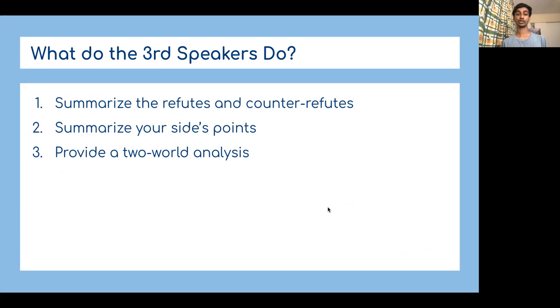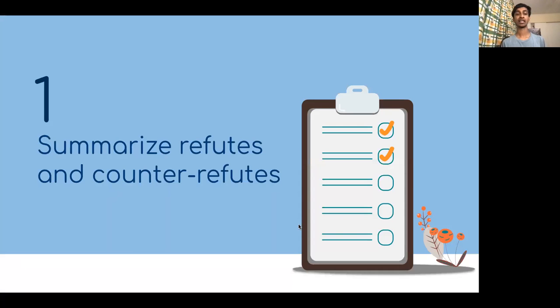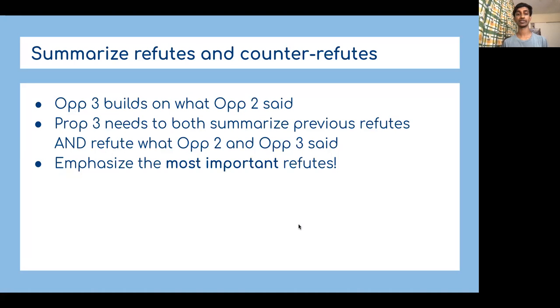What do the third speeches do? Well, in summary, the third speeches summarize the refutes and counter-refutes, summarize their side's points, and provide a two-word analysis. Let's start off with the first step, which is to summarize the refutes and counter-refutes.